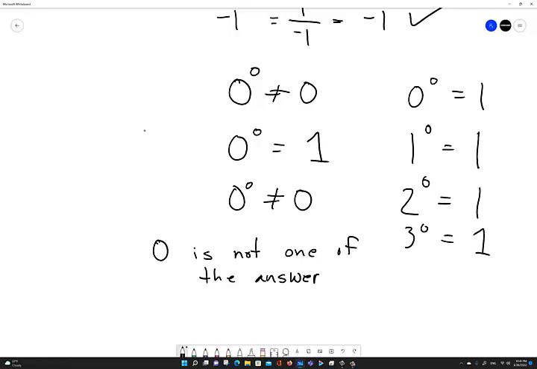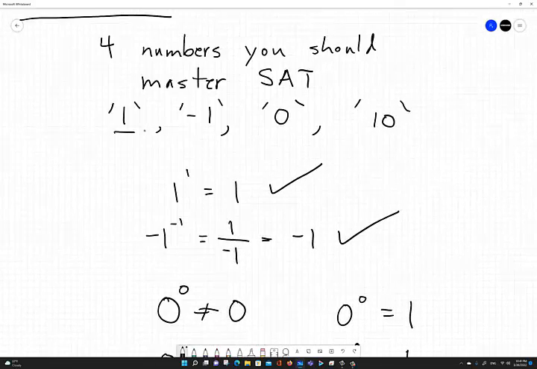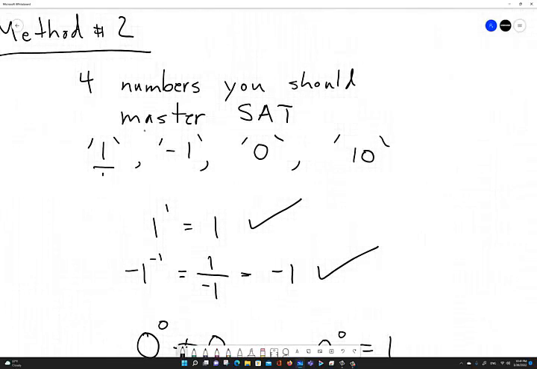And basically, I used the plug-in technique of these 4 famous numbers: 1, -1, 0, and 10. And 10 is kind of obvious why 10 is not the right number. But here, this is a risk.